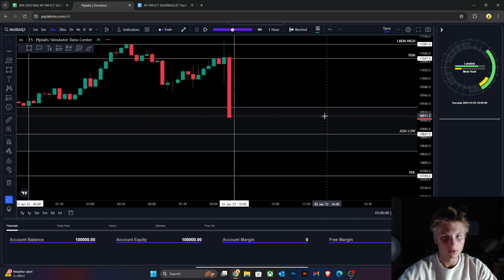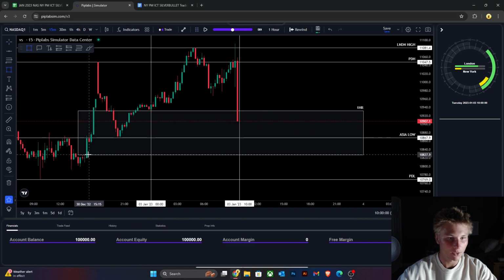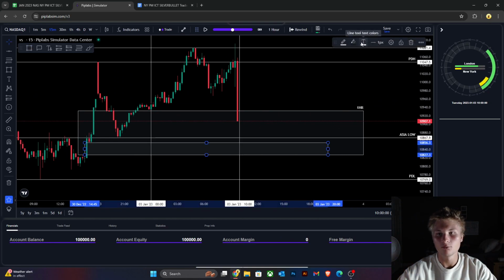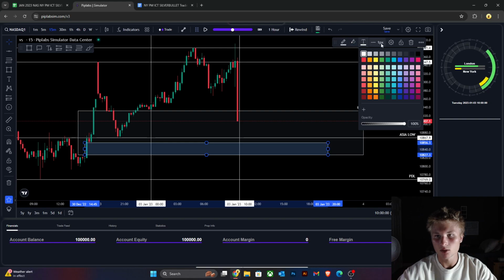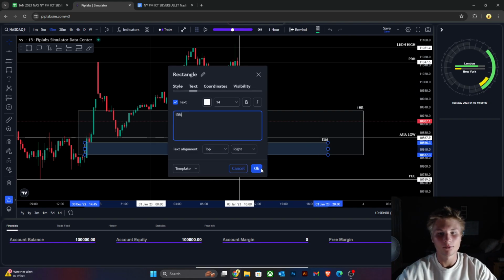But hopping down to the 15-minute. Looks like we got a 15-minute gap right here. We're gonna mark that up as well. We're gonna make this one a different color. Let's make it a blue. We're gonna mark this up as 15-minute fair value gap.